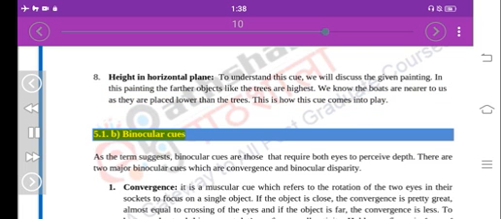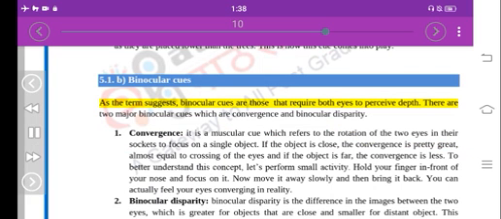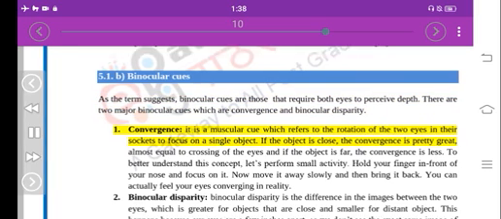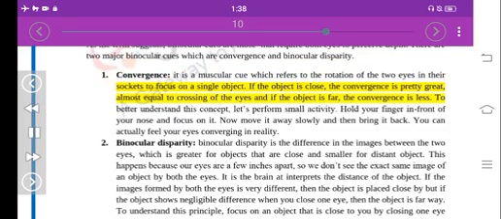B. Binocular cues. As the term suggests, binocular cues are those that require both eyes to perceive depth. There are 2 major binocular cues, which are convergence and binocular disparity. 1. Convergence. It is a muscular cue which refers to the rotation of the 2 eyes in their sockets to focus on a single object. If the object is close, the convergence is pretty great, almost equal to crossing of the eyes, and if the object is far, the convergence is less.